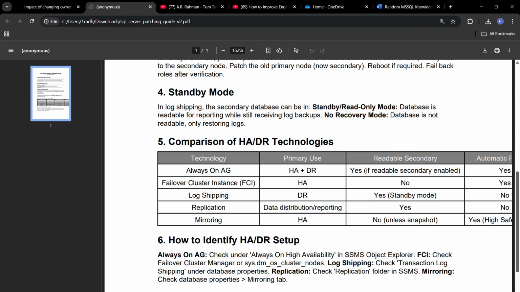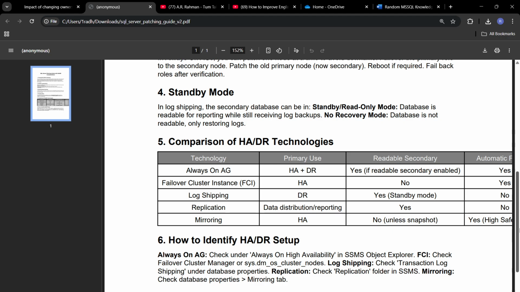Okay, if you want to enable it, then you need to go to SQL Server Configuration Manager, go to SQL Server Services, and go to the properties. In the properties, you will get the Always On feature. You have to enable that, and then only you will get to see the Always On availability group in your SSMS.